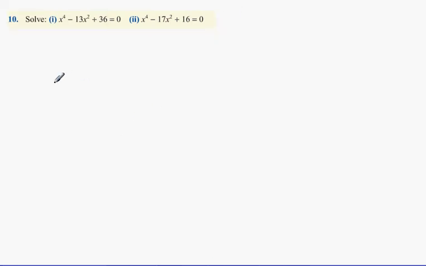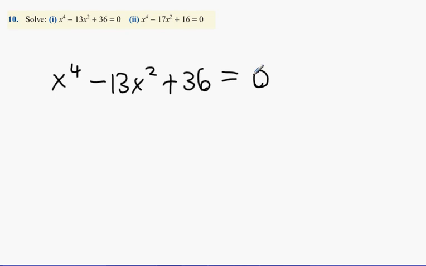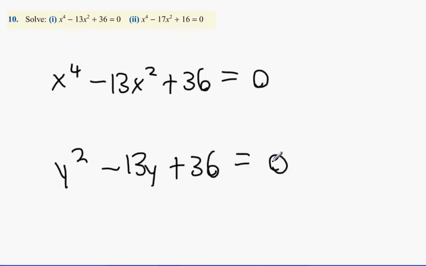Alright guys, this one here. x to the 4 minus 13x squared plus 36 equals 0. All the way through this exercise, I've always solved the quadratic, and what I'm trying to do is solve a quadratic. Now I have a problem. I've never done an x to the 4, x squared in my life. Okay? What does a quadratic usually look like? It would look like y squared minus 13y plus 36. Something like that, wouldn't it?